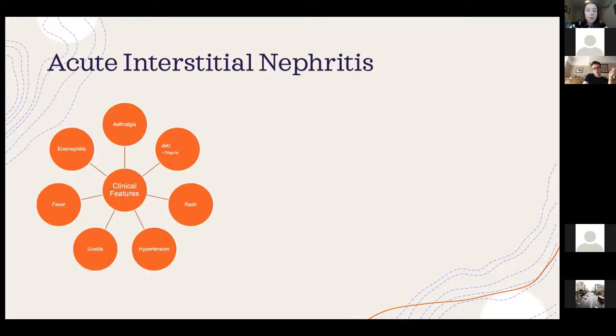So these are the main clinical features of an acute interstitial nephritis. Usually it does cause an AKI, and the main feature of that is oliguria. So they're just not passing any urine. And they often have hypertension, and they might have a bit of a rash, and they genuinely just feel, the term general malaise is a good one, they will just feel really rubbish.